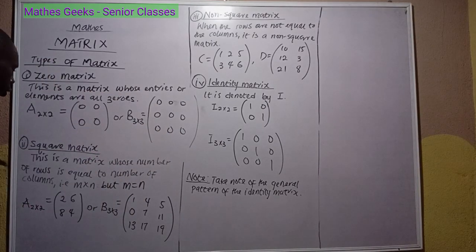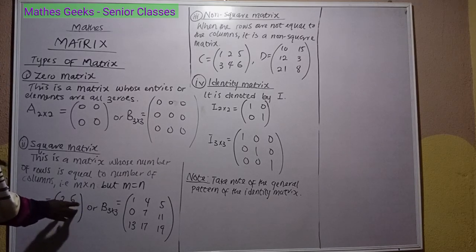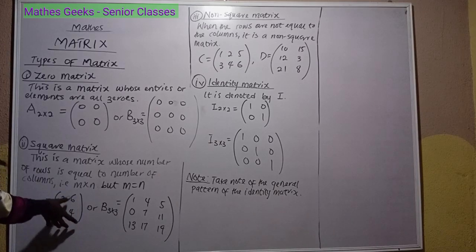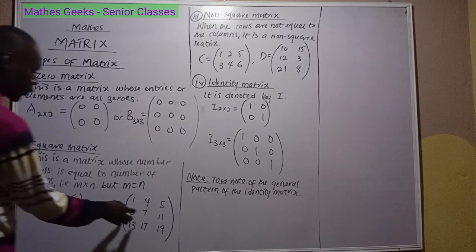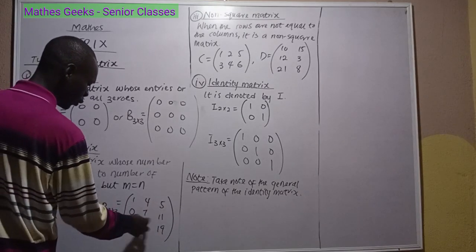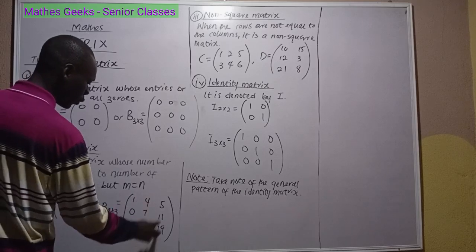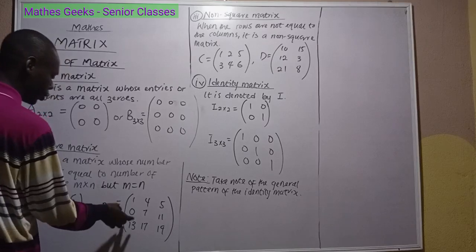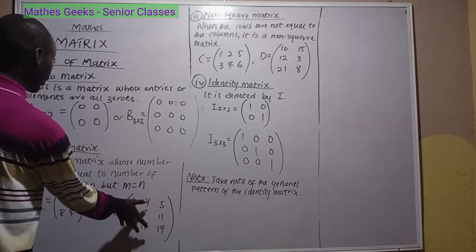Number 2, the square matrix. The square matrix is a matrix whose number of rows is equal to its number of columns. So any matrix whose rows are equal to its columns is a square matrix. Take a look at this. We have 2 rows, the first row, second row, and 2 columns. So we have a 2 by 2 square matrix. And here we have the first row, second row, third row, first column, second column, third column. So this is a 3 by 3 matrix B. So this is a 3 by 3 square matrix.